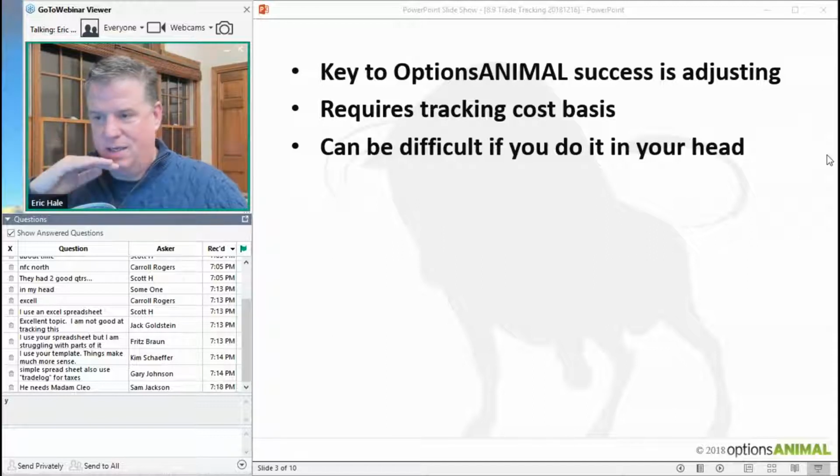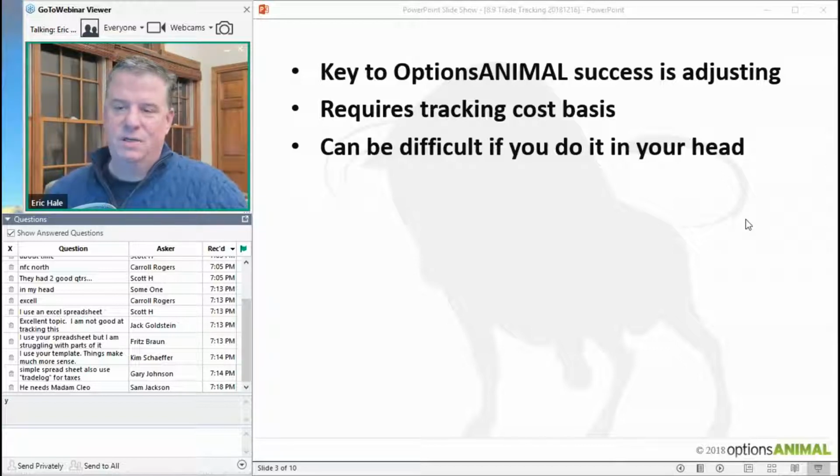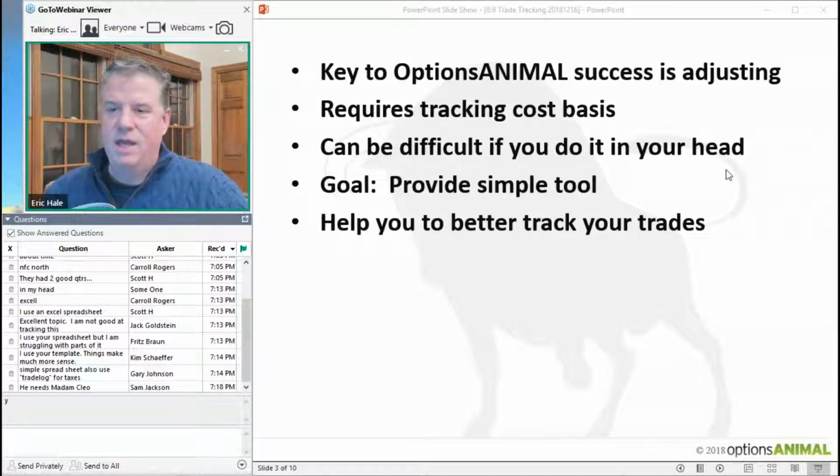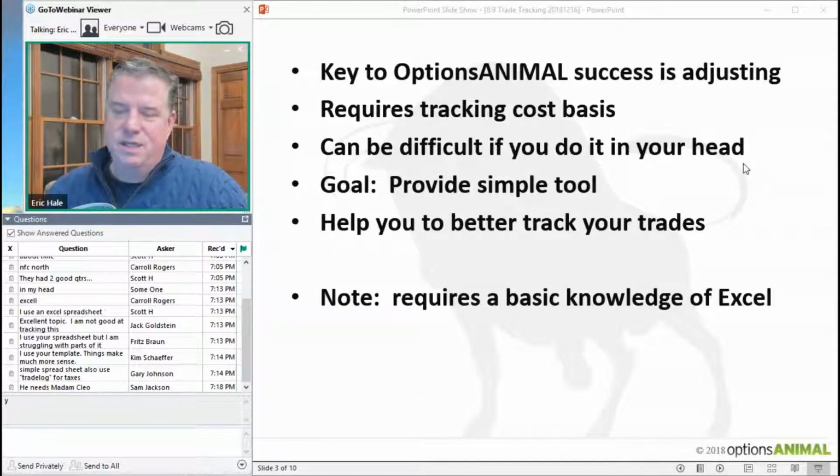So following the 6-step process, every single one of the steps, doing your due diligence, defining your exits, of course, and tracking your cost basis to make your adjustments. My goal is to give you a simple tool or a simple approach on how you can better track your trades. This does require a little bit of knowledge of Microsoft Excel. Certainly the same exact thing could be done on any one of the free spreadsheets out there, like OpenOffice or Apache.org, I think, or Google Docs. You can get those for free, and you can do exactly what I'm going to show you, and the methodologies are the same.